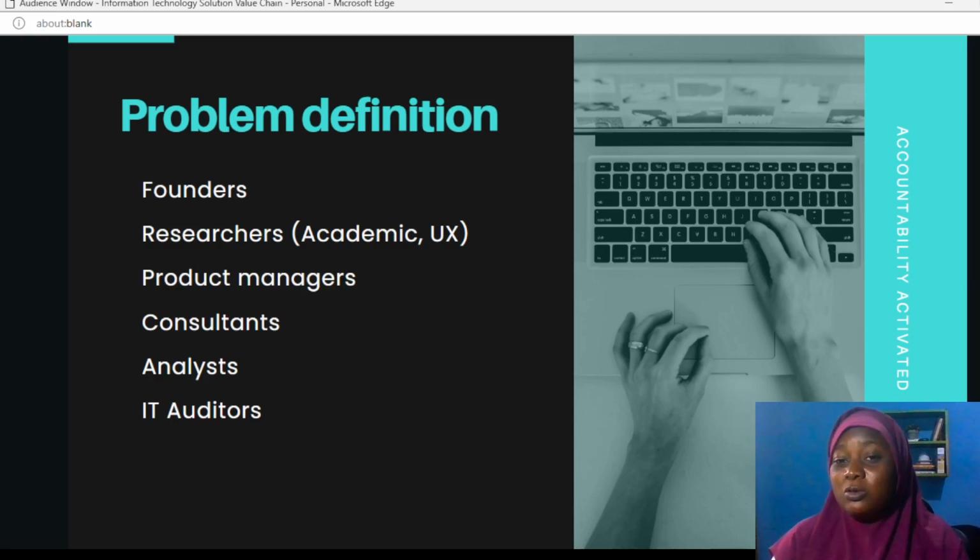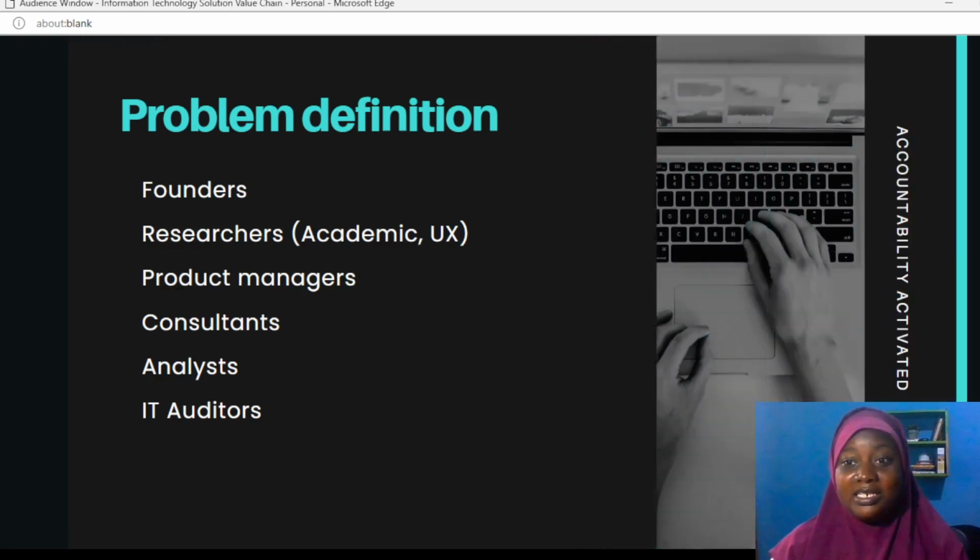There could also be some issues found during auditing. Could be IT auditors, information technology auditors, identifying that there is a loophole in the system, maybe an accounting system. So these are the different people that are involved in problem definition. This has to do with identifying what the problem is and clearly defining what the actual issue is, so that the organization or the company would use the information gotten from this process to move into the next phase, which is identifying solutions.